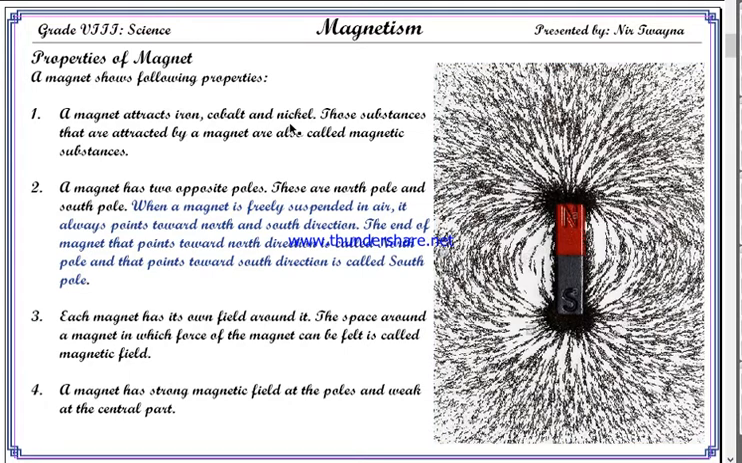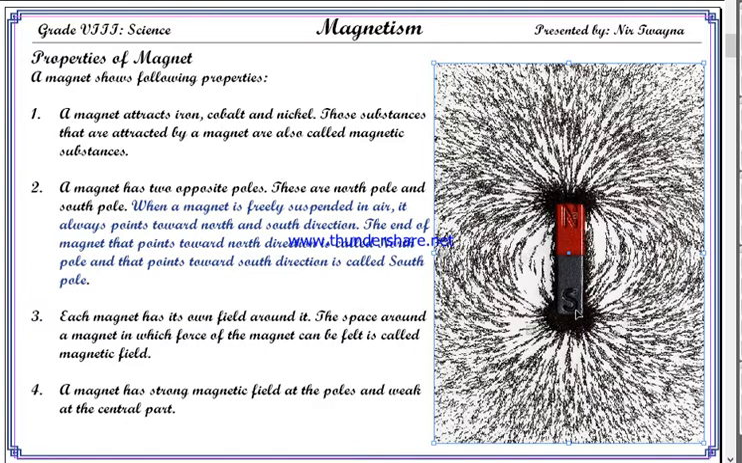Understood? See, the first property, a magnet attracts iron, cobalt and nickel. And a magnet has a magnetic field around it. Only up to a certain space it can attract objects toward it. And it has strong magnetic fields around the poles but very weak magnetic field at the center.